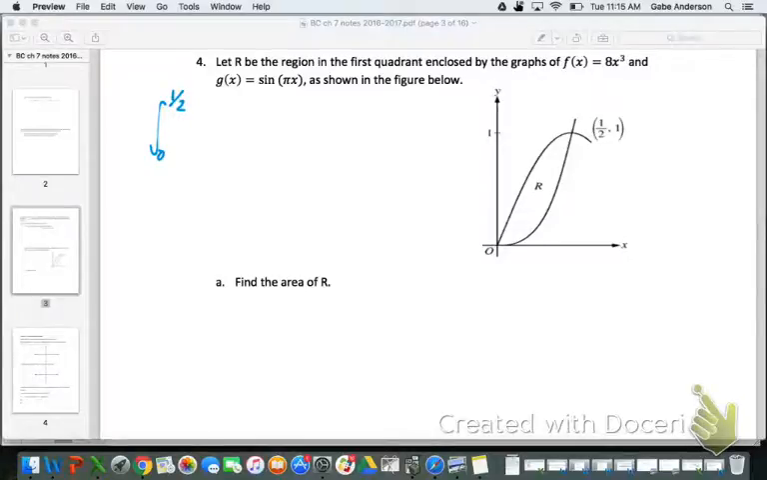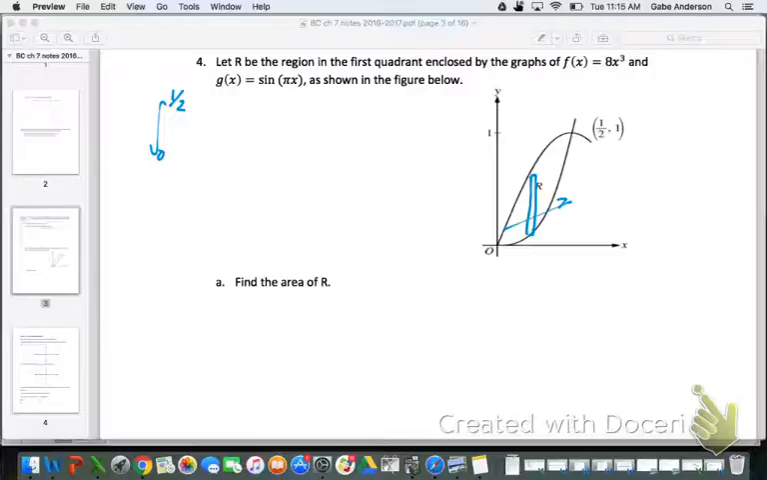If we're going to draw a representative rectangle, it would be a vertically oriented representative rectangle sliding from left to right across the little region there. So we'd end it at x equals 1/2. And then the integrand would simply be the top minus bottom, or high minus low, depending how you want to look at it. So which one would be high, the sine or the cubic?